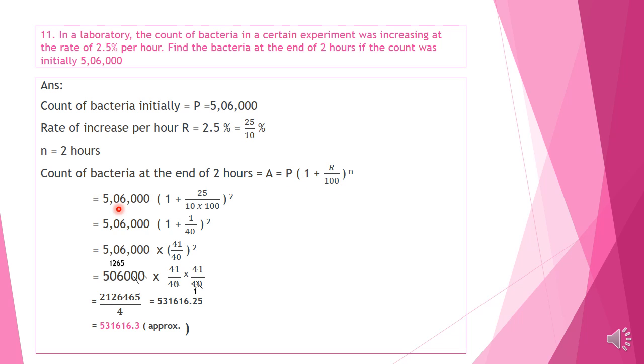P is 5,06,000 into (1 plus R is 25 by 10 into 100), and N is equal to 2. Here R is 25 by 10. Here 25 we write on the numerator side, 10 we write on the denominator side. Okay children, 25 and 100 we can simplify. 25 in 100 goes 4 times, and 4 into 10 is 40. Okay, so we get 5,06,000 into (1 plus 1 by 40) raised to 2, and 1 plus 1 by 40 we can convert into improper fraction as 41 by 40. That is 1 into 40, 40, 40 plus 1, 41 by 40.